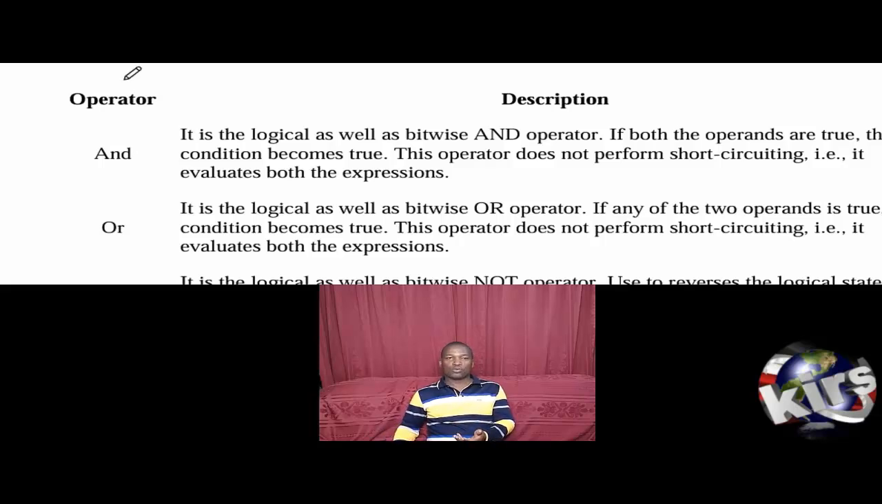So we start with the logical operator AND. In this case, it is the logical as well as bitwise AND operator. If both the operands are true, then condition becomes true. This operator does not perform short circuiting. That is, it evaluates both the expressions. Then the next operator here is OR, the logical OR. It is the logical as well as bitwise OR operator. If any of the two operands is true, then condition becomes true. This operator does not perform short circuiting. That is, it evaluates both expressions.